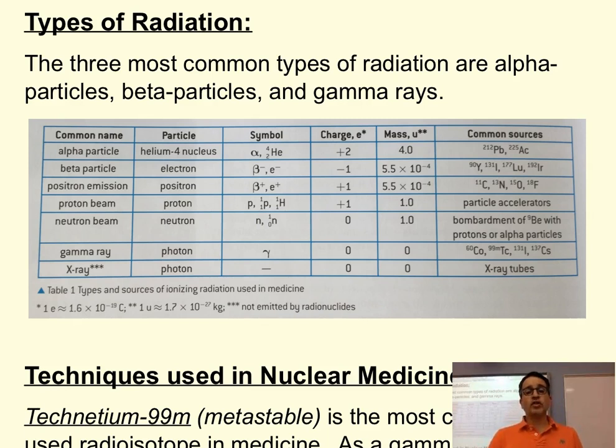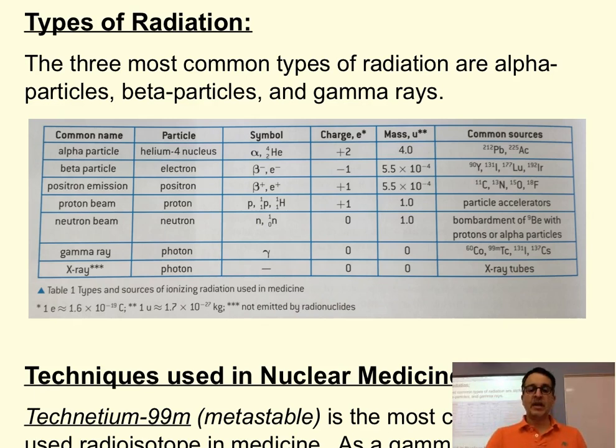X-rays are not nuclear radiation, but sometimes people get confused with that. Just to give you a general idea of what they are, X-rays are also photons like gamma rays, but they have a different set of frequencies.